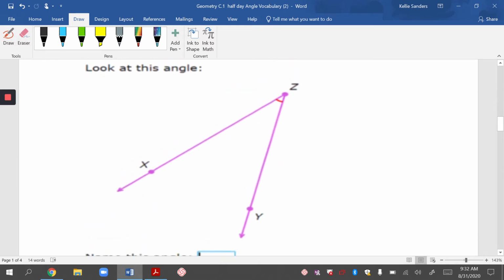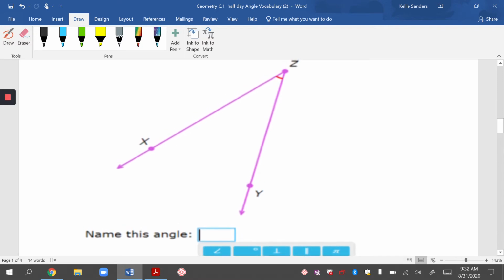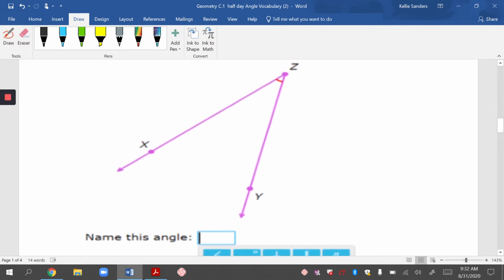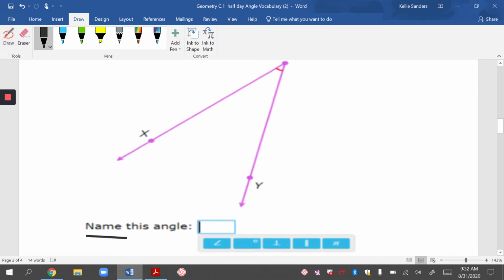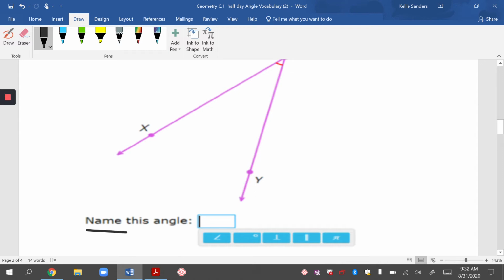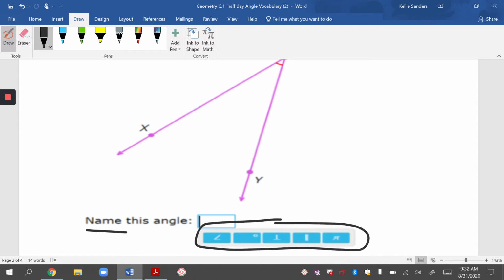Look at this angle. Name the angle. Okay, anytime you see the word name, you must use one of these. But when it says angle, then you're going to use this angle marker. You must use the angle marker if you are naming an angle.